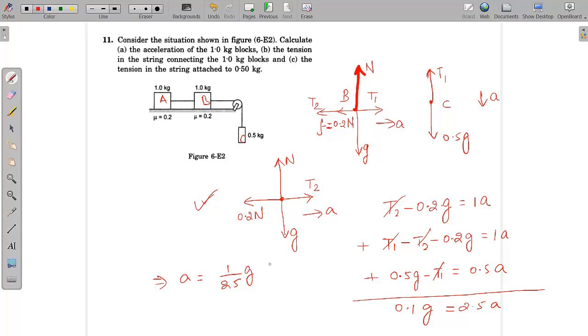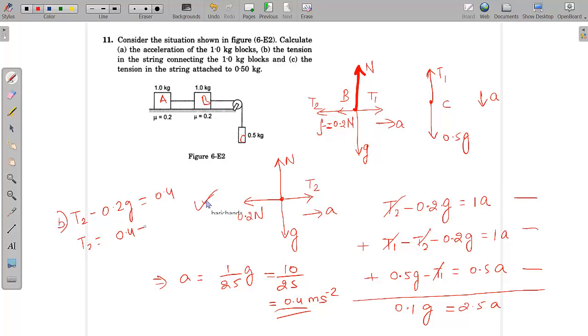Now when you have got this, can you find the other part? Let's say if you assume g as 10 and the acceleration as 1 by 25, then how much does it come to? Let's say this is the answer. Can you calculate the tension in the string connecting the 1 kg? We have to find T2. We have three equations, no? If we take the first one, T2 is equal to 0.4 plus 2, so that is 2.4 newtons, right?